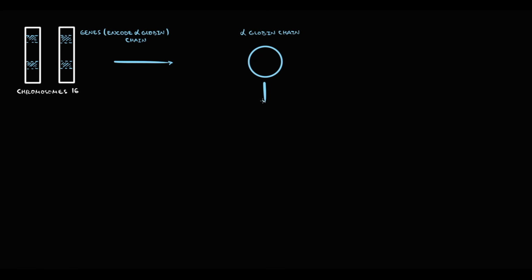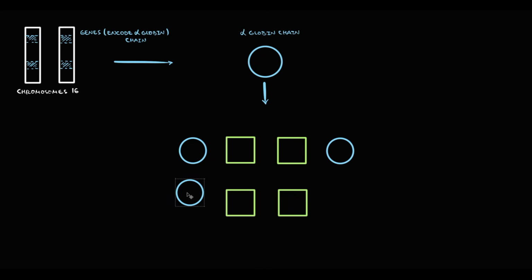Here we have two chromosomes 16. Each chromosome 16 has two genes that contain information on how to make alpha-globin chains. And this genetic information in two alpha-globin genes we use to produce alpha-globin chains. And then, after alpha-globin chains are produced, we use them to form hemoglobin molecules.